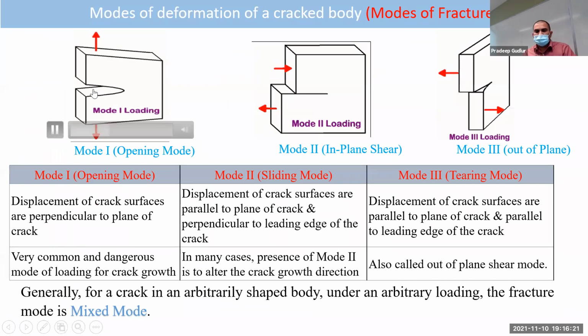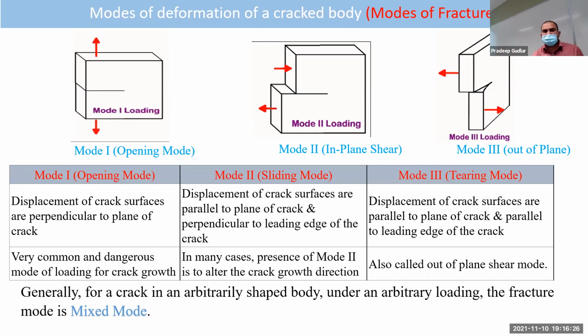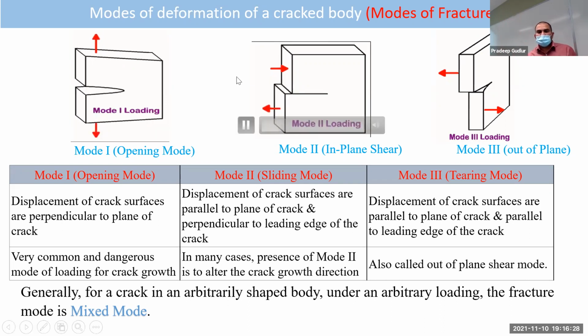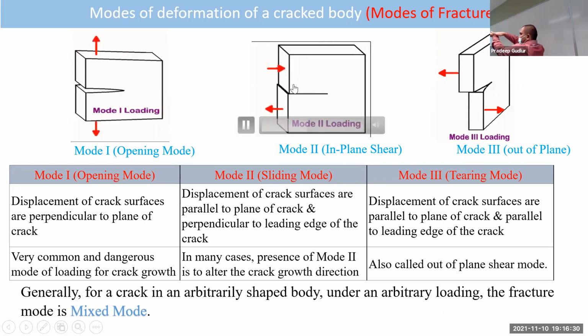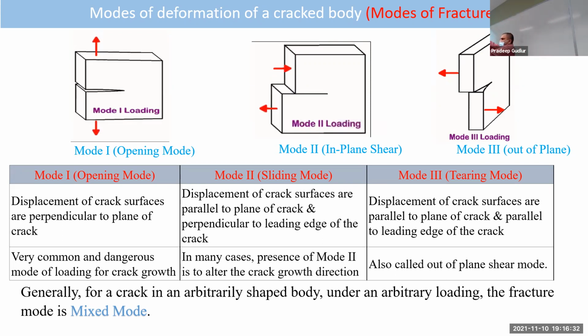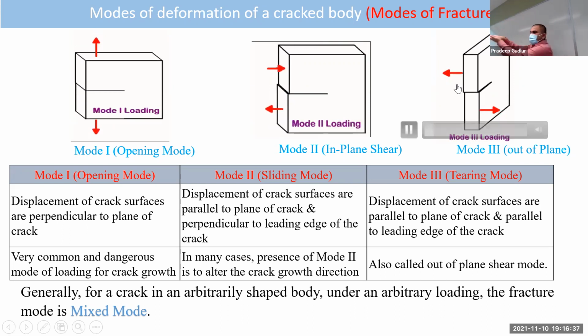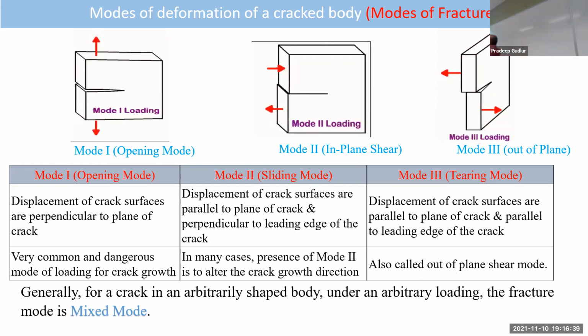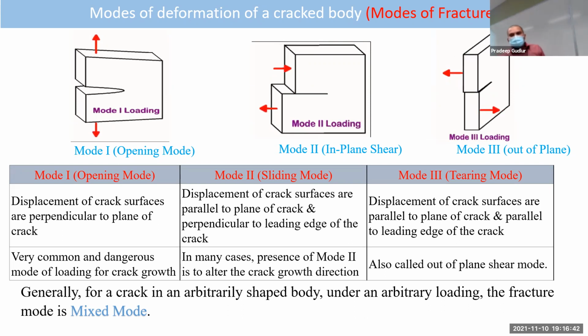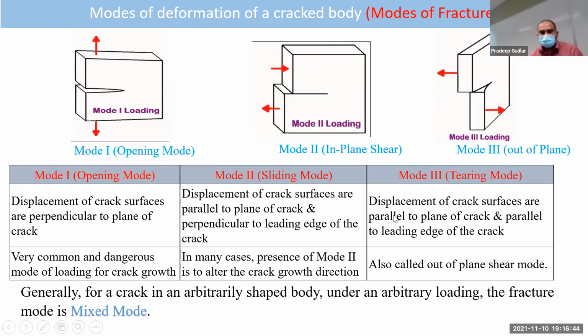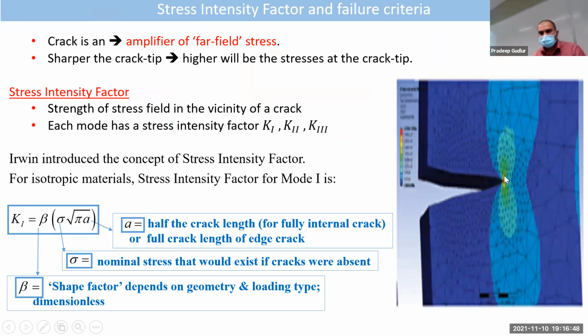So mode 1 is the opening mode because of tensile load. That's the most dangerous and most common mode. Mode 2 is sliding mode. So something like this, the crack surfaces are moving like this. And mode 3 is out of plane or shear or tearing mode. So those are the stress intensity factors, or the magnifications at the crack tip, because of those different modes.